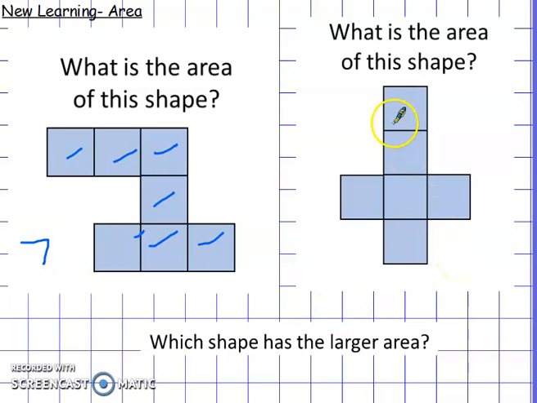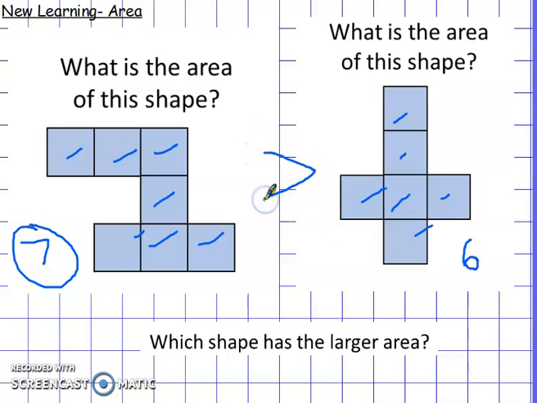What about this shape? 1, 2, 3, 4, 5, 6. The area of this shape is 6 squares. So which shape has the largest area? This one, because 7 is bigger than 6. So I would use that symbol. This shape's area is greater than this shape's area.